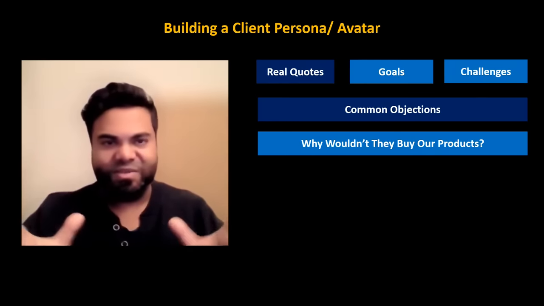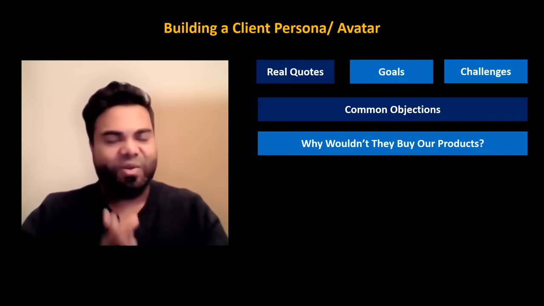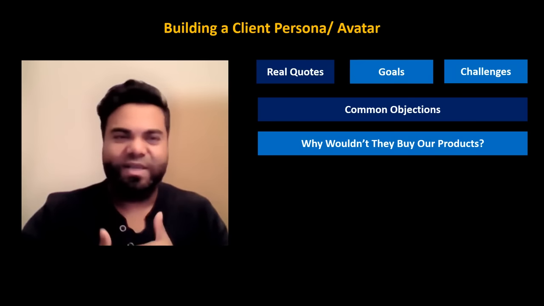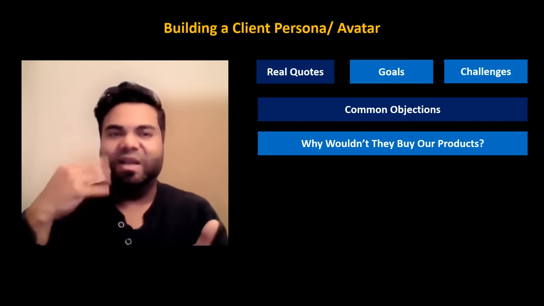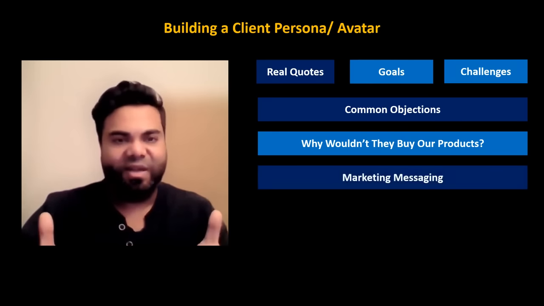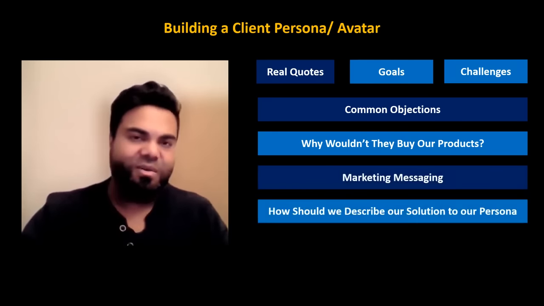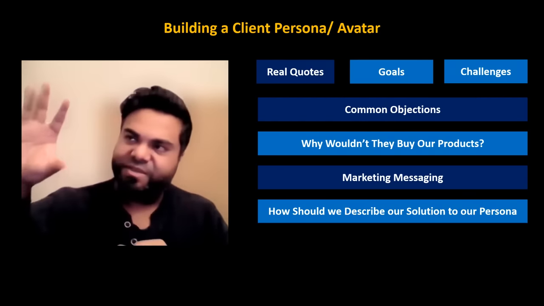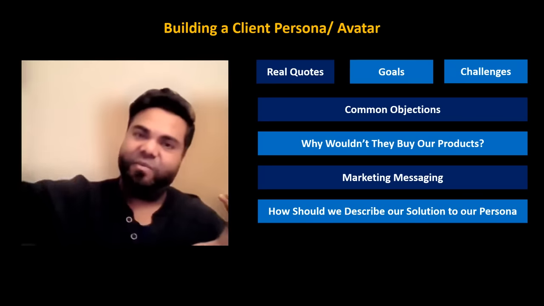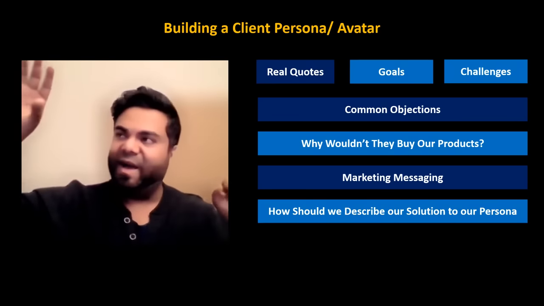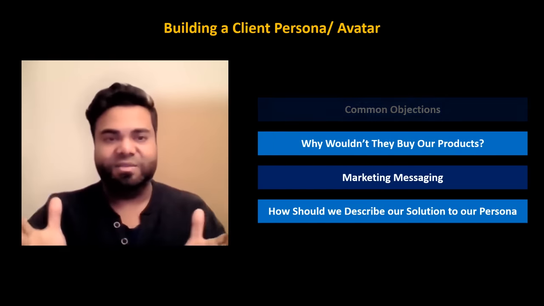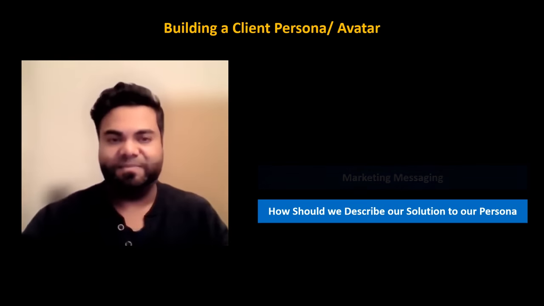Now, my client persona is almost done. There's a few more things that I would also add, but this would be, I think, more from an internal organizational perspective, which would be adding a marketing message. So how should we describe our solution to our client? So this particular persona that we're building, when we are communicating with them, based on all the information we've collected, how do we communicate with them? How do we show them that our solution is the one which will work for them?